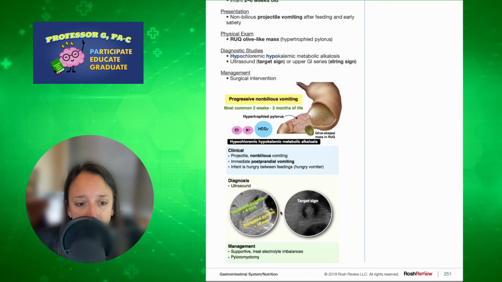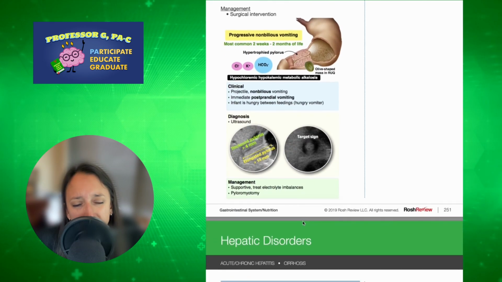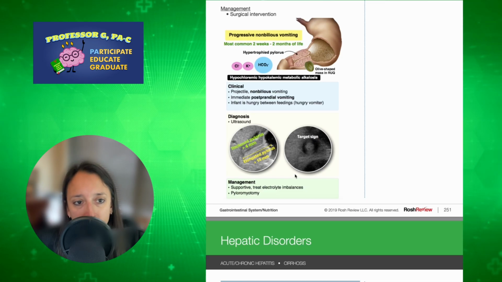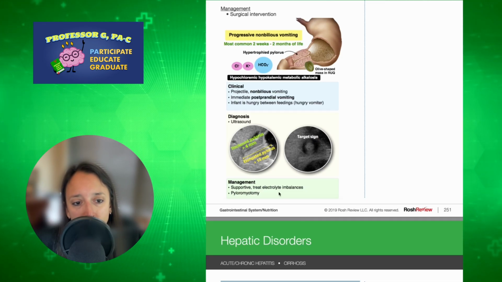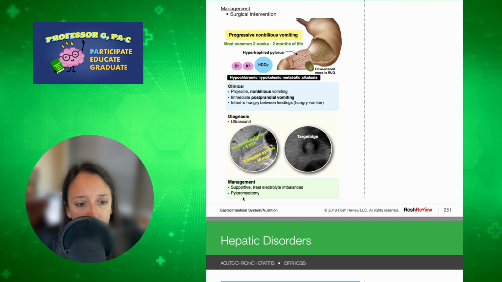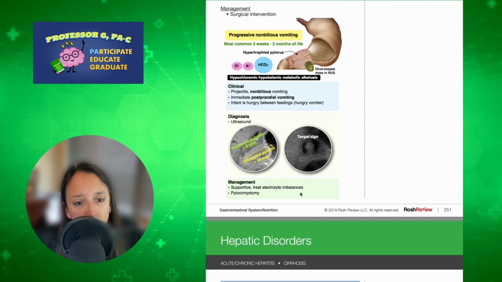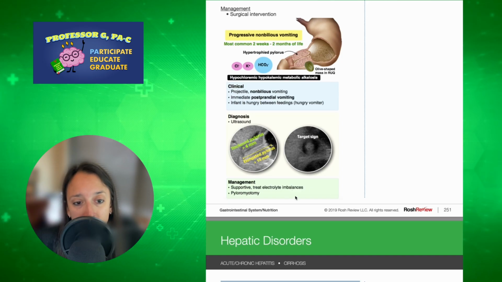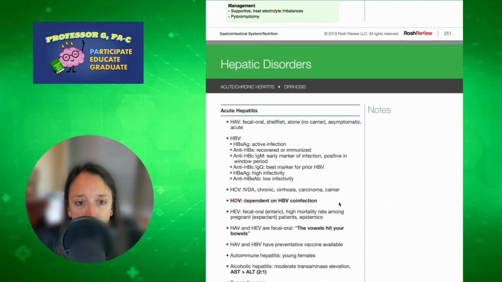And here's those two signs. So this is the thickened, elongated pylorus and the target sign on ultrasound. I've seen more often nowadays we use ultrasound. It's very accessible, no radiation. And so that's what I see them use most often. Again, treatment is a pyloromyotomy, which is removing some of the pylorus, and then also supportive care for the electrolyte imbalances.